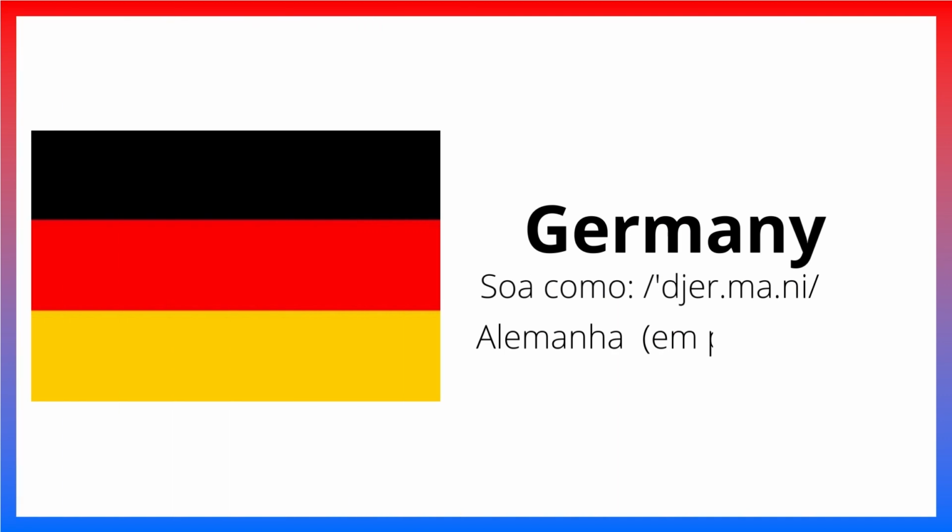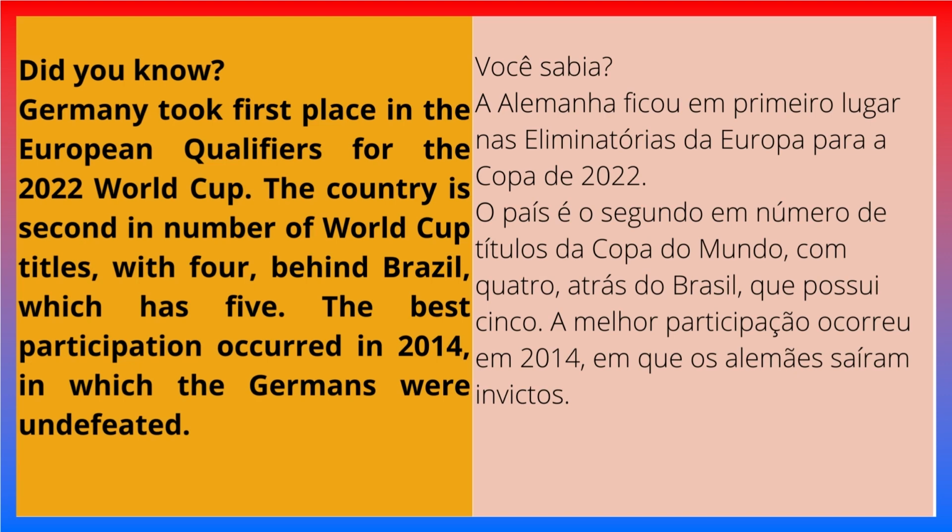Germany. Did you know? Germany took first place in the European qualifiers for the 2022 World Cup. The country is the second in number of World Cup titles, with 4, behind Brazil, which has 5. The best participation occurred in 2014, in which the Germans were undefeated.